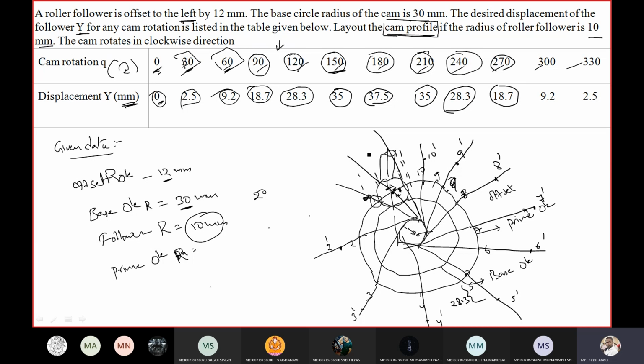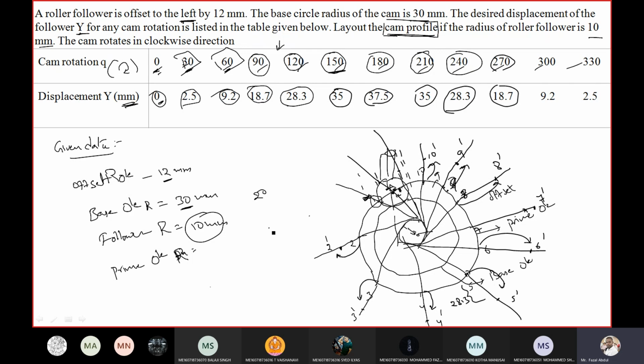Now after shifting the points, 1 to 1 dash, 2 to 2 dash, 3 to 3 dash, 4 to 4 dash, 5 to 5 dash, 6 to 6 dash, 8 to 8 dash, 9 to 9 dash, 10 to 10 dash. Like this you are shifting all the points. After shifting all the points, whatever the dash points are, 1 dash, 2 dash, 3 dash, 4 dash, these are the centers for the roller follower.